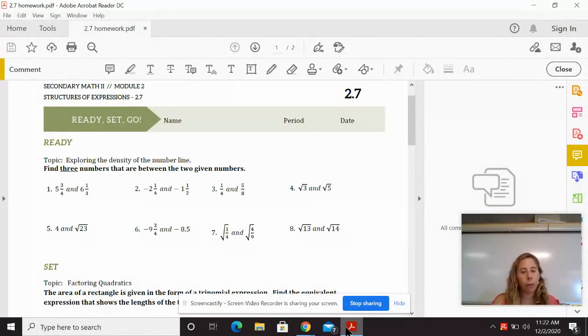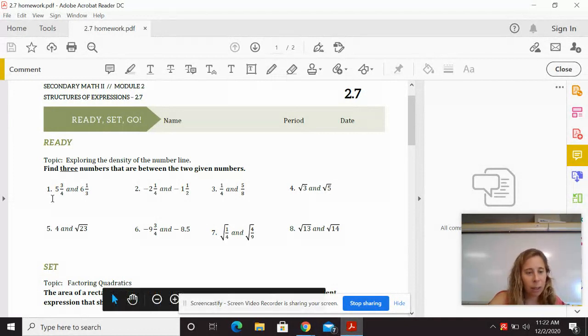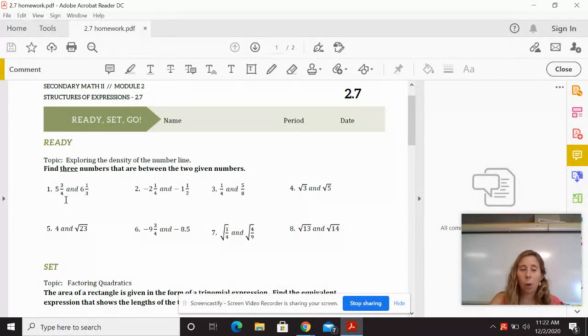So the first 8, find 3 numbers that are between the two given numbers. If you're good with fractions, you can leave them as fractions. You can turn them into improper fractions. Or what your book does, because I looked, is turn them into decimals.